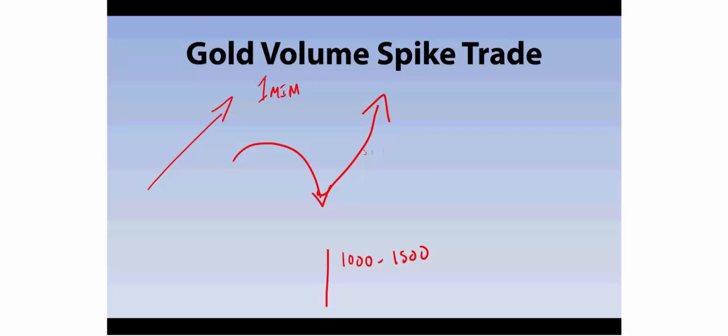The opposite is also true, so you can do that too. So it's called a gold volume spike trade. So this is what normal volume looks like.